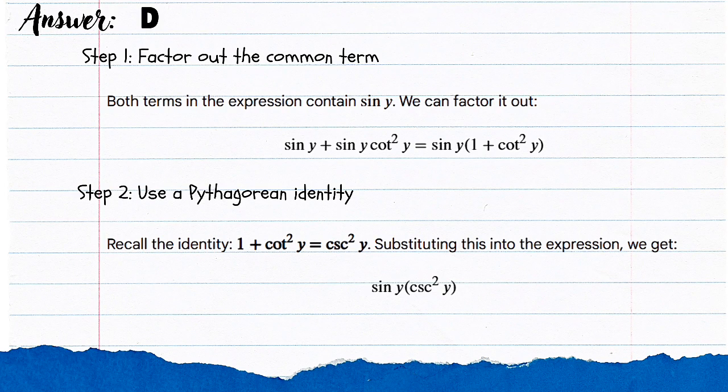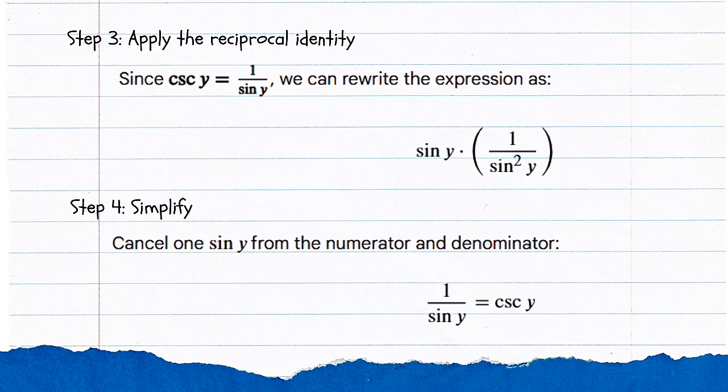Second step is to use a Pythagorean identity. Recall the identity 1 plus cotangent squared y is equal to cosecant squared y. And if we substitute this into the expression, we get sine y times the quantity of cosecant squared y. Step 3 is apply the reciprocal identity. Since cosecant y is equivalent to 1 over sine y, we can rewrite the expression as sine y times the quantity of 1 over sine squared y.